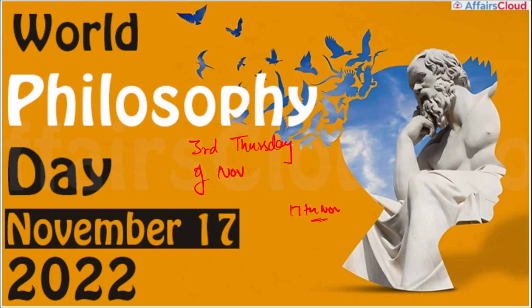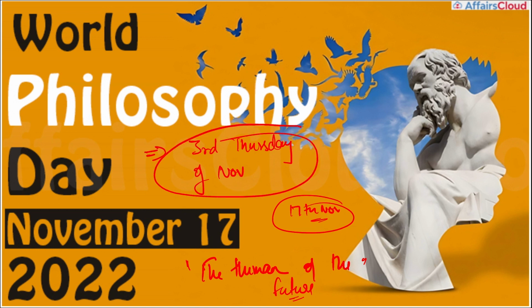Also you need to remember the theme of this World Philosophy Day. It is the Human of the Future. This is the theme for World Philosophy Day, observed on 17th of November in 2022. And remember, generally this is observed on the 3rd Thursday of November. If asked when the first edition of World Philosophy Day was observed, it was in the year 2002 that we observed the first Philosophy Day, on 21st of November, and that too was the 3rd Thursday of November.